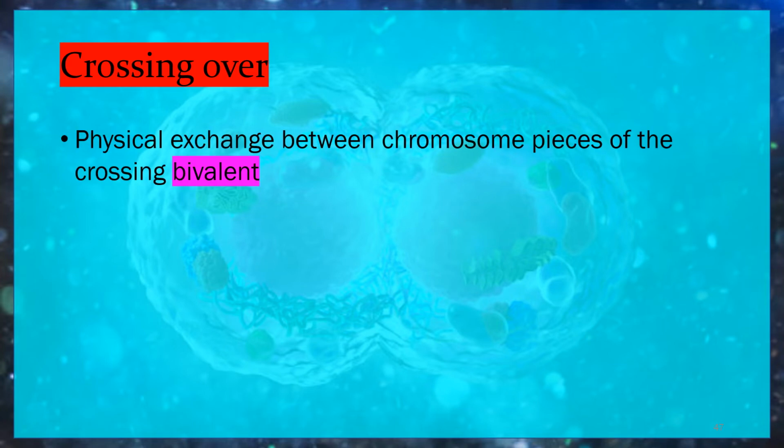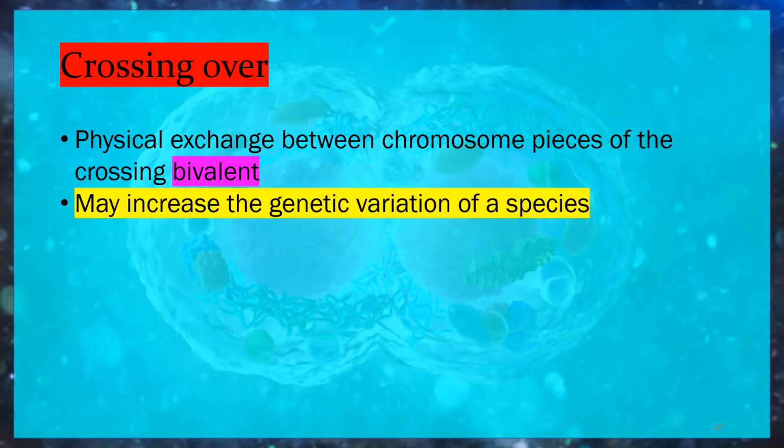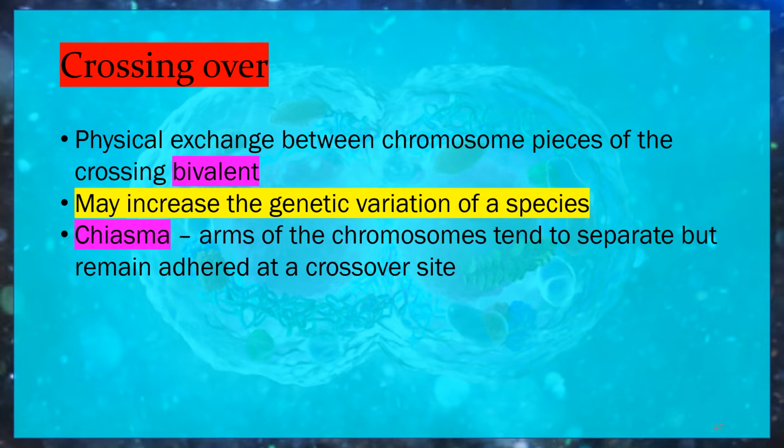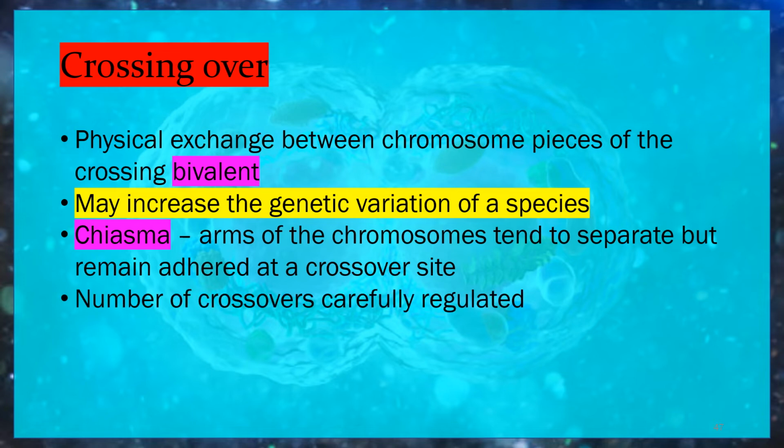However, crossing over is a little bit more important for this lecture. It's the physical exchange between chromosome pieces of the crossing bivalent. I'll show you a picture of what that looks like in a moment. This may increase the genetic variation of a species. We have what's called a chiasma, which are arms of the chromosomes that tend to separate but remain adhered at a crossover site. The number of crossovers is carefully regulated.